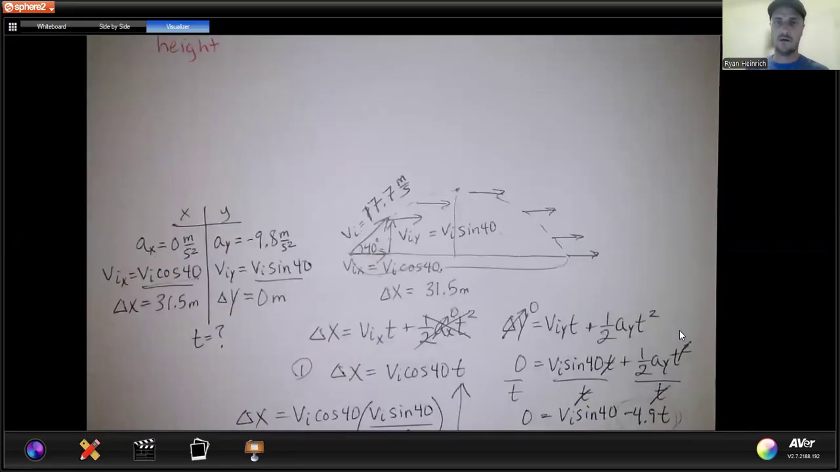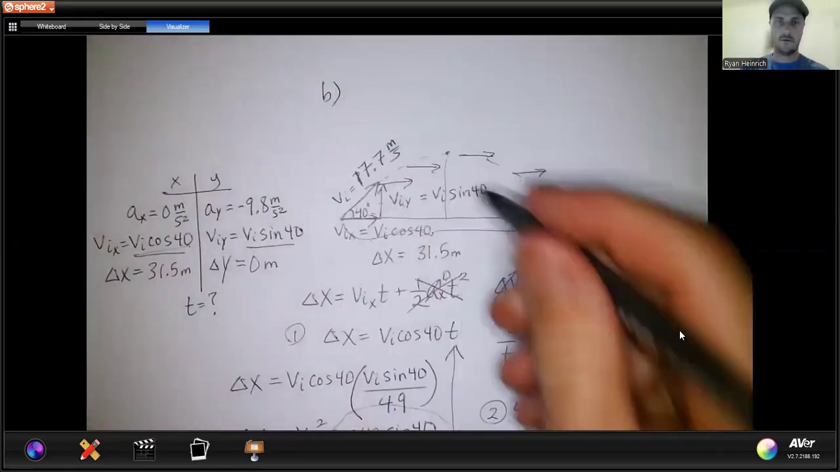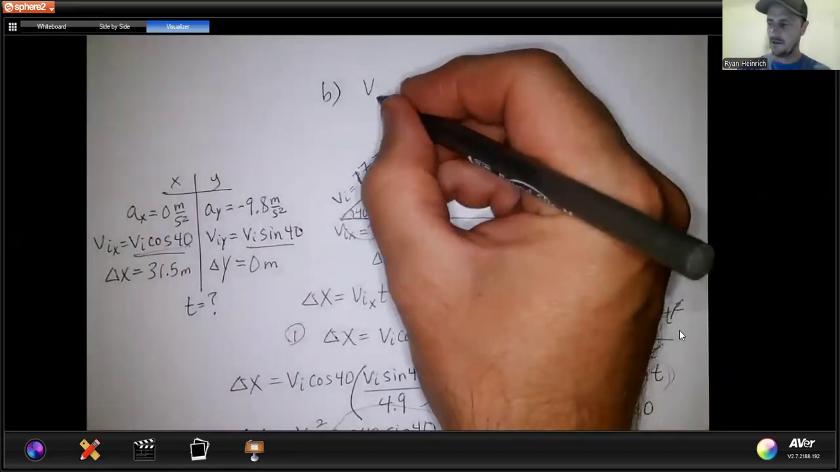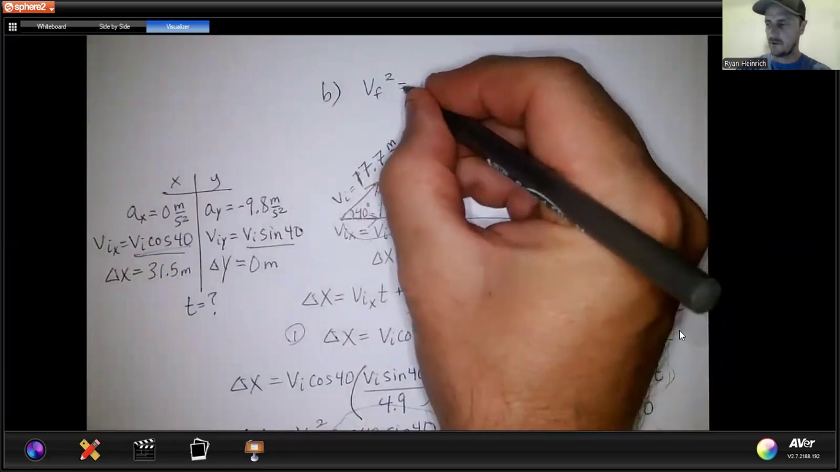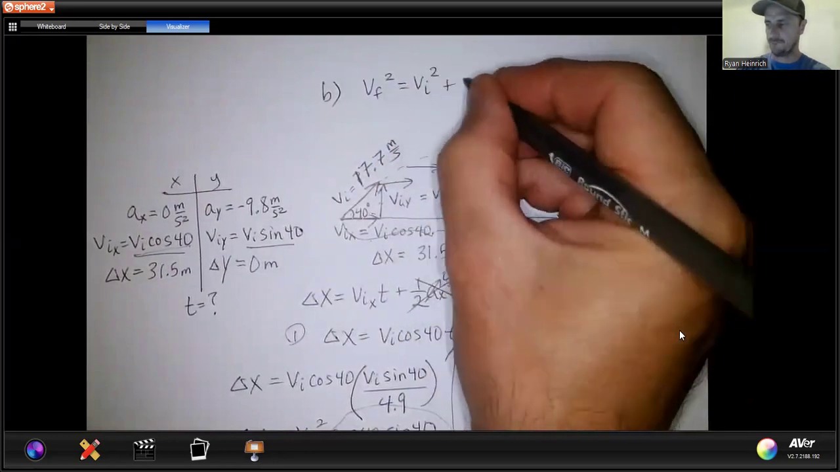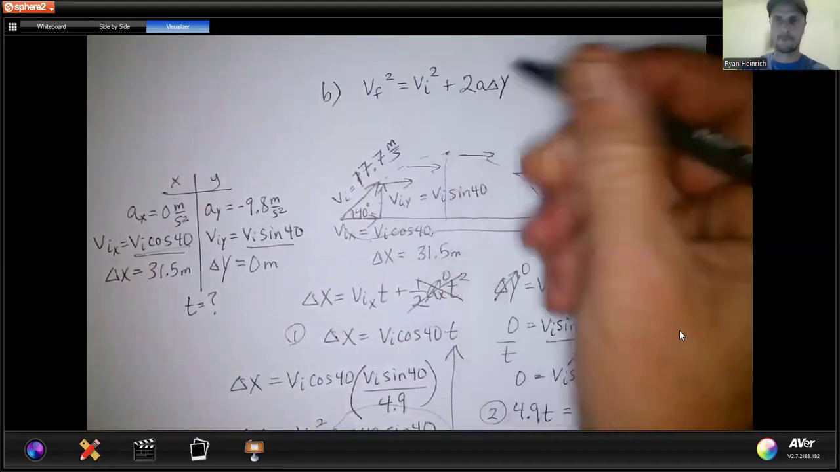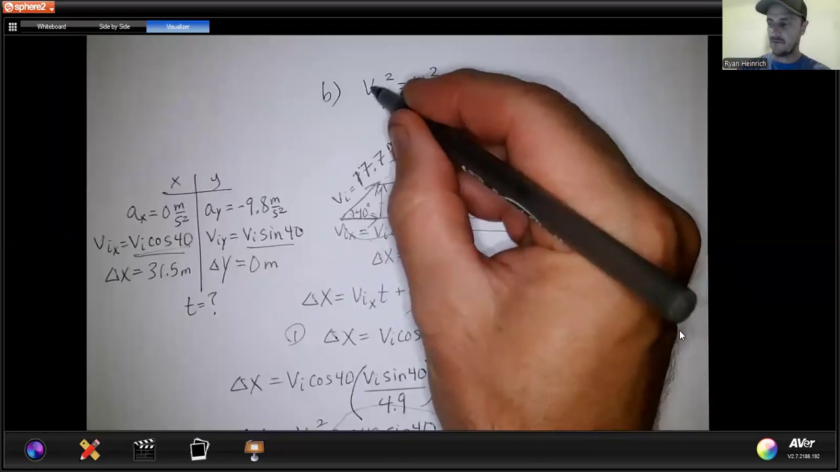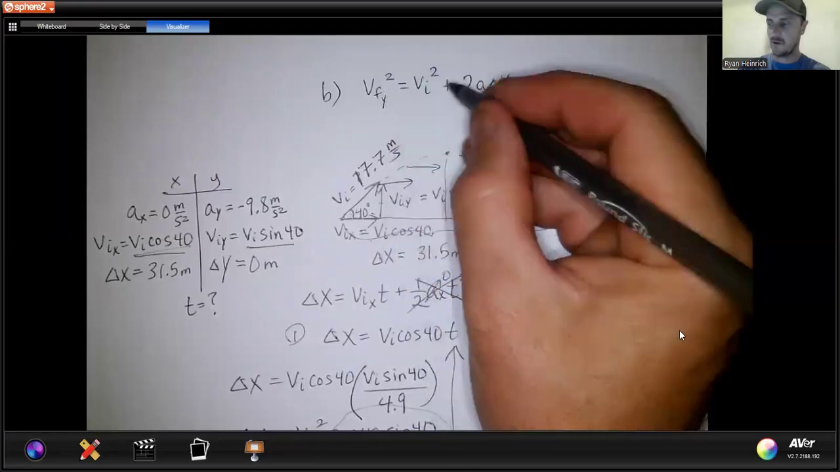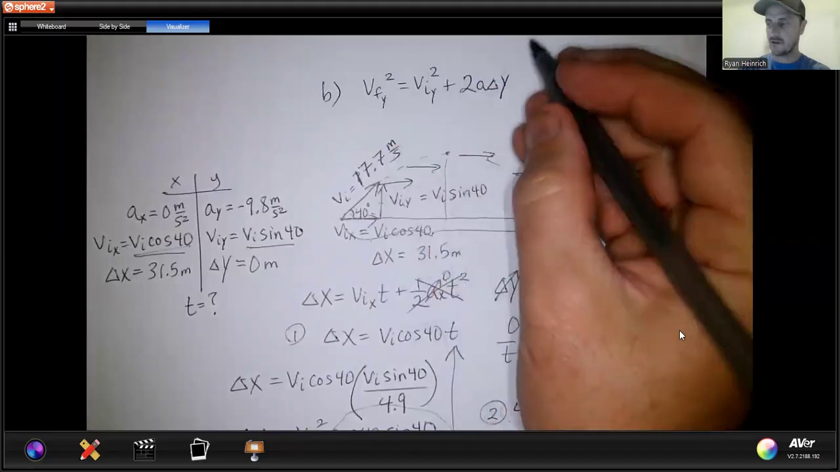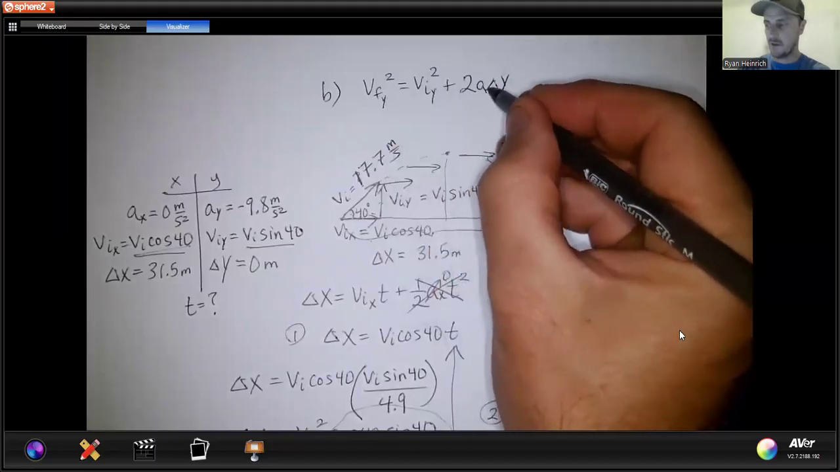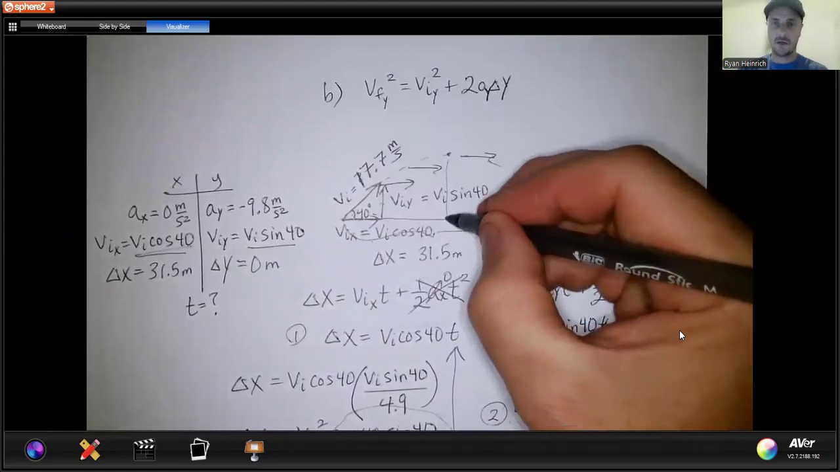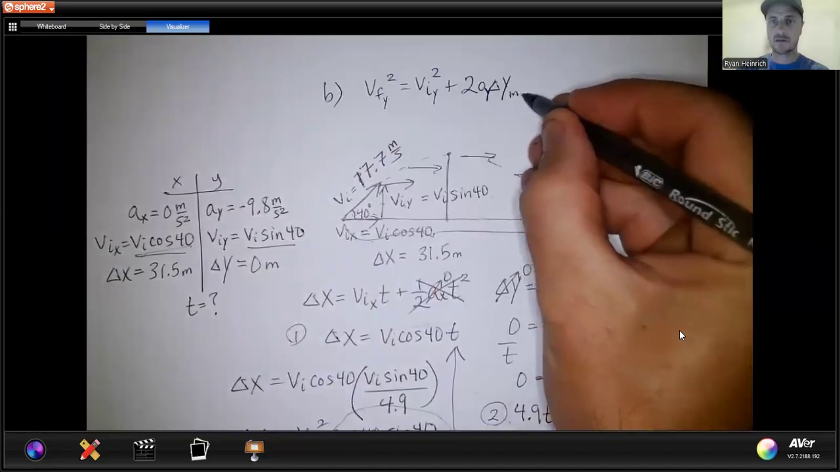Let's look at part B, and B will ask us to find the maximum height. So I always turn to this kinematic equation when I'm looking for my maximum height. That's the one. Now I need to make it specific to the y-axis. So my final y velocity squared equals my initial y velocity squared plus 2 times my y acceleration times my delta y. Now we are talking about our maximum height, so I'm going to call this max.